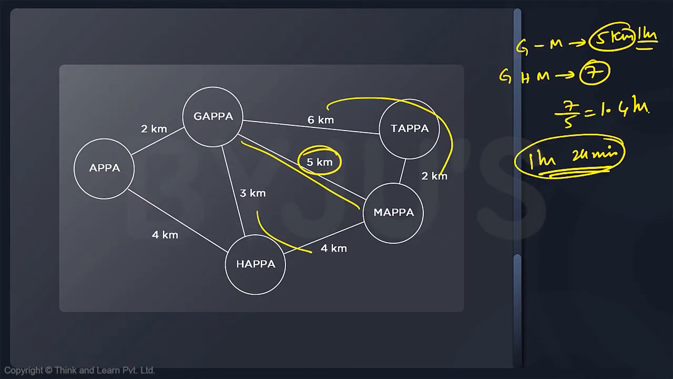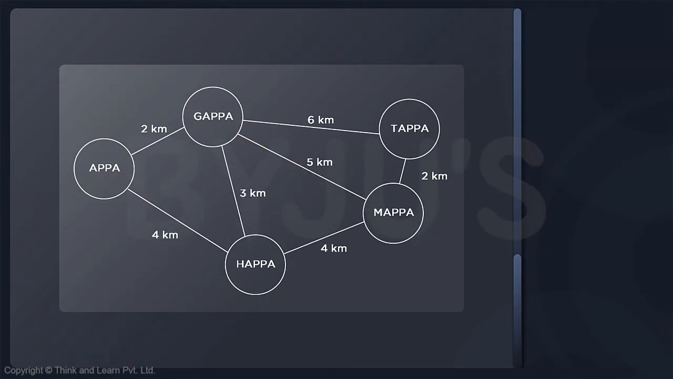A to M. Okay, so let me erase this. You want to go from A to M. This is the question. And you want to find three paths simultaneously. So one obvious fastest path will be A to G, G to M. So total is 7. That is the distance traveled. So 7 by 5 time taken will be 1.4 hours.